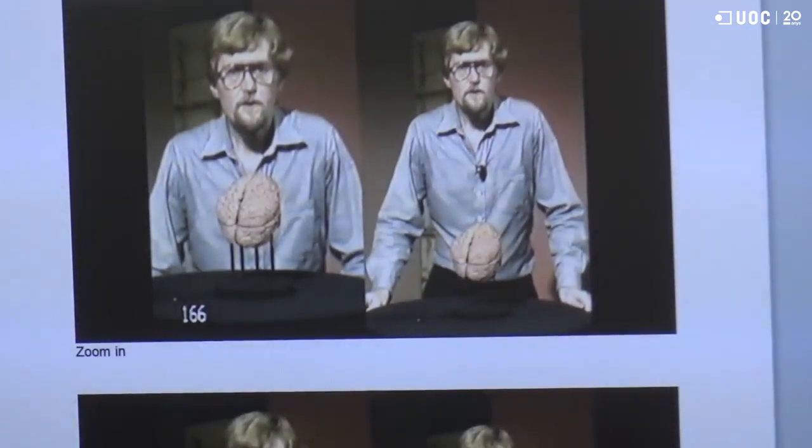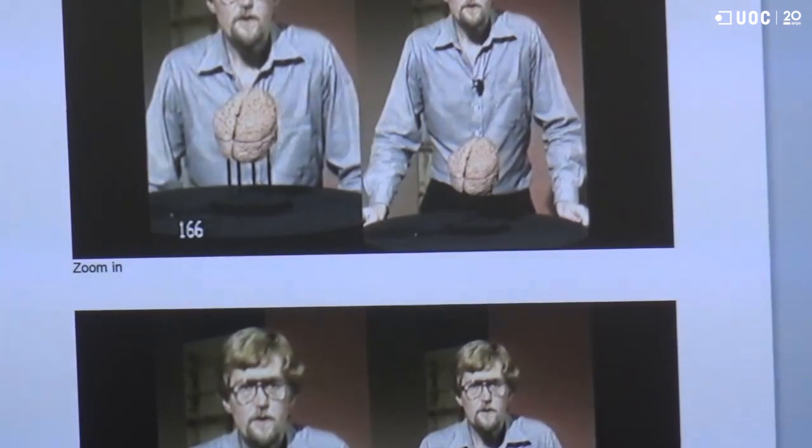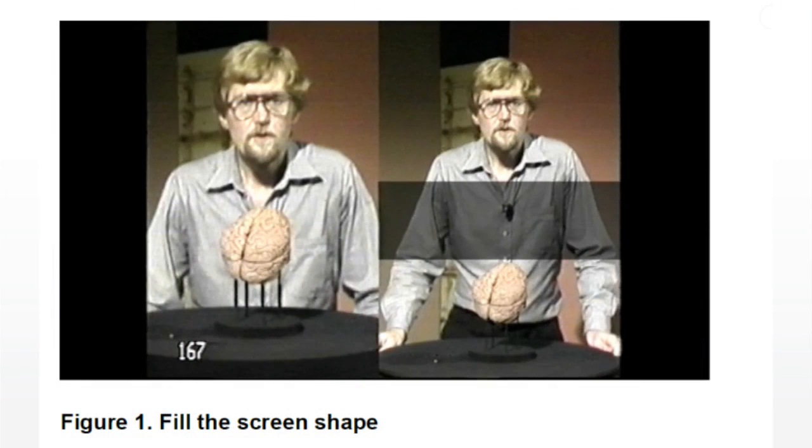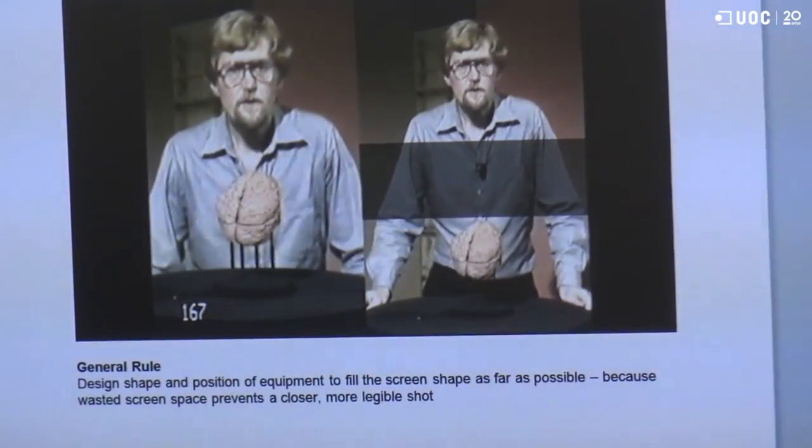And then I zoomed in. So I can see he's larger as well as the plastic model of the brain. Incidentally, we sent the students only half that model to save money, because it's nearly the same as the other half of the brain. And what your picture is showing is the problem, which is the wasted screen space. When you waste screen space, in other words, when your shot is not the same shape as your screen, then there are going to be things in it which are smaller than they should be. So the general rule is design the shape and position of equipment to fill the screen shape as far as possible, because wasted screen space prevents a closer, more legible shot.